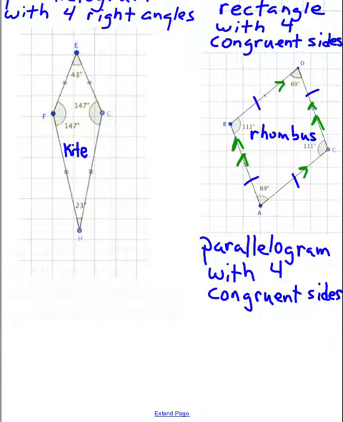But let's realize that a square would still meet this definition, but a square is more specific, right? So remember, a square is always a rhombus, and a square is always a rectangle.